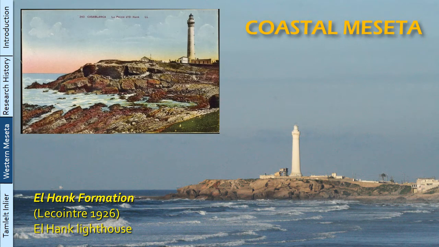This is a view of the El Hank lighthouse, which is built on resistant quartzite-type rocks. These rocks are already recognized in Lecomte's publication of 1926 and are now identified as the El Hank Formation. No distinctive fossils are known from this unit, but it is clear that this formation is younger than the Paradoxides slates. Obviously, the El Hank Formation represents the youngest part of the Miaolingian. This on the left is a view of the locality on a postcard of the 1930s.